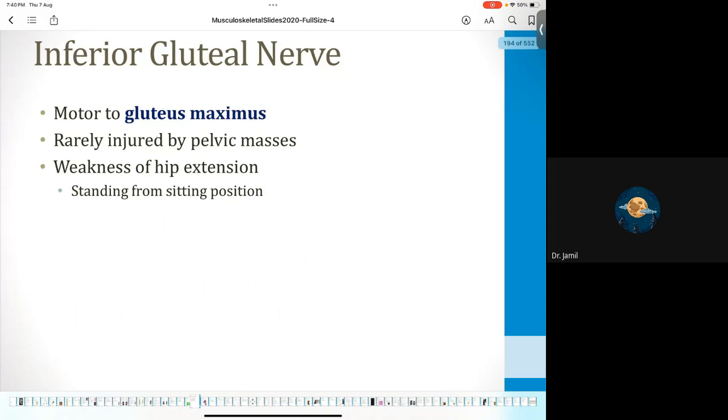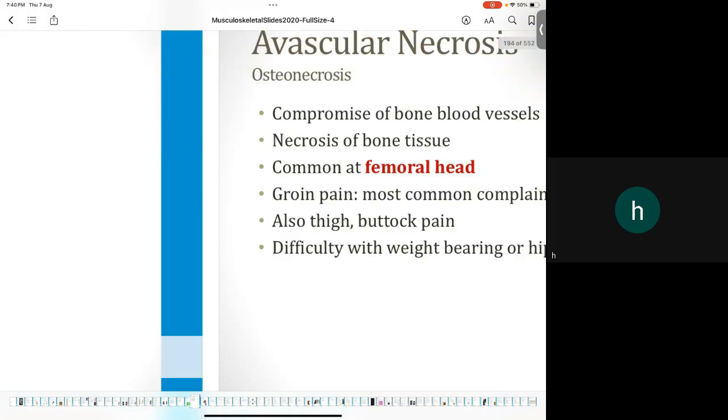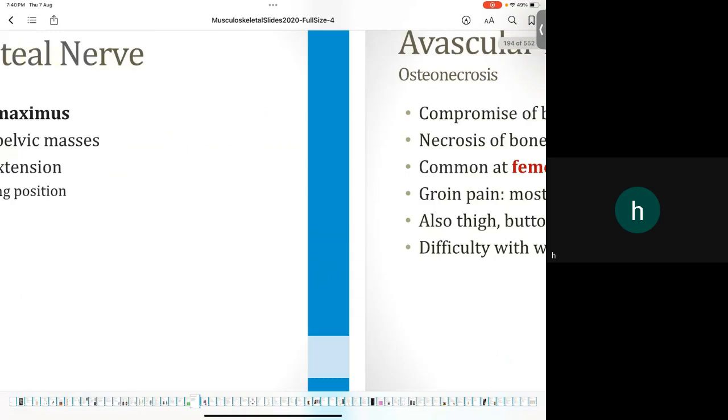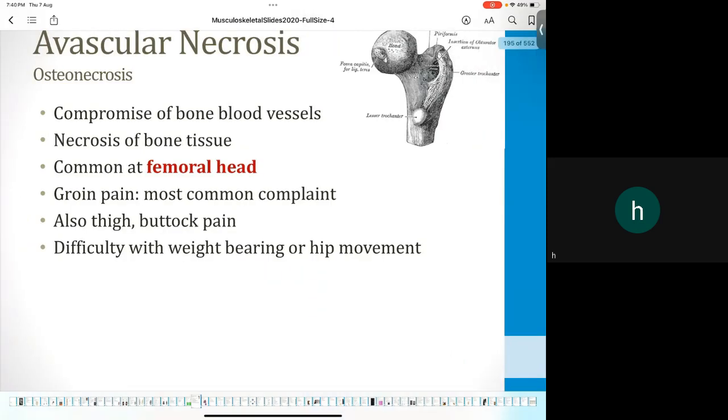Then we have our inferior gluteal nerve. The inferior gluteal nerve supplies which muscle? Your gluteus maximus, which is your hip extensor. An individual with involvement of the inferior gluteal nerve cannot properly stand from a sitting position, because during standing we need extension. Extension cannot occur due to compromise of this nerve, which leads to difficulty while standing.